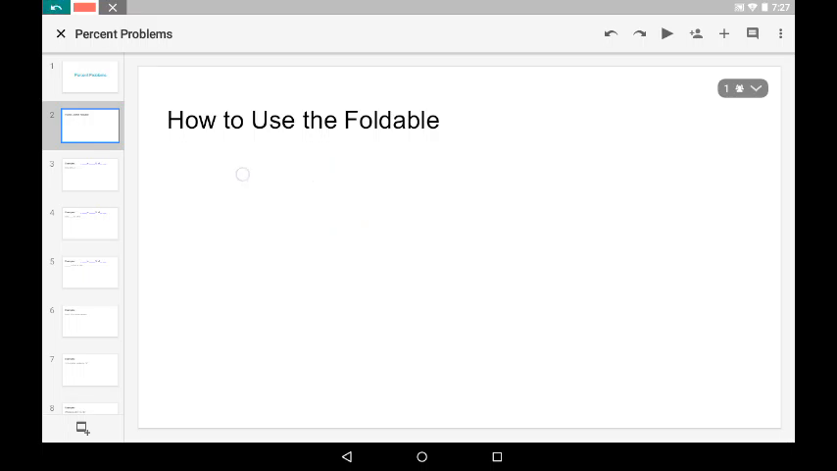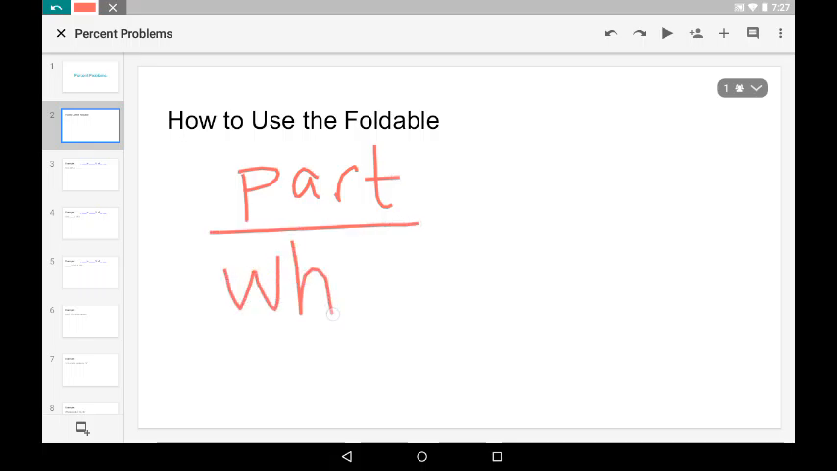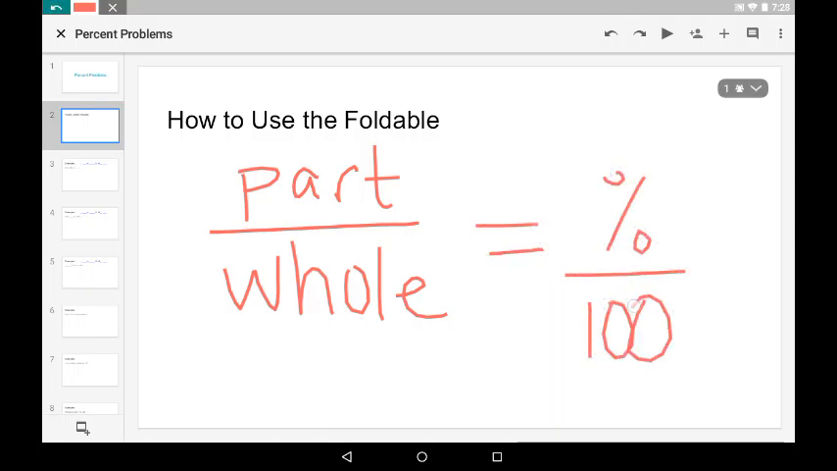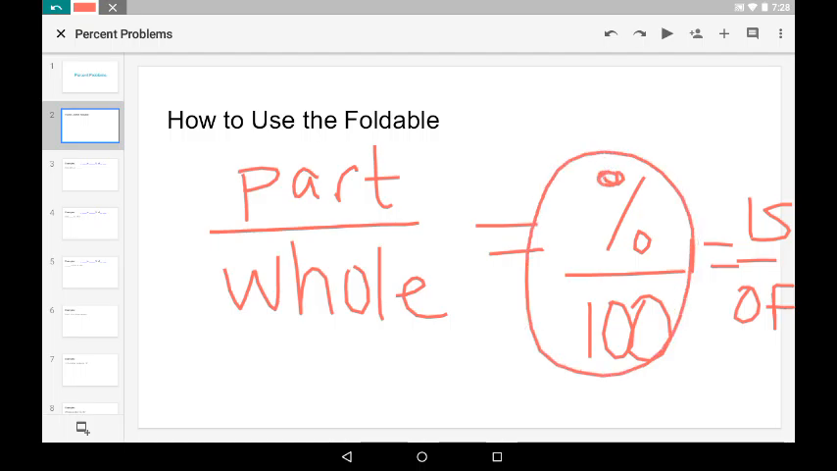once you open it up, it says part over whole equals percent over 100. What that means is that part of something you put on the top of the fraction, the whole amount or the total amount you put on the bottom, and then you have your percent set up the same way. So either way, whether using part and whole or whether you're using is and of, your percent amount, whether it's something you're looking for or something that you're already given, that's going to make one fraction.